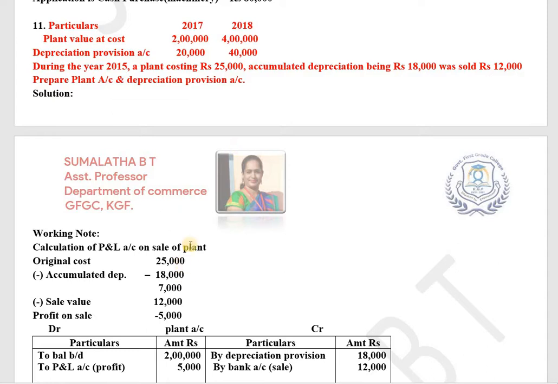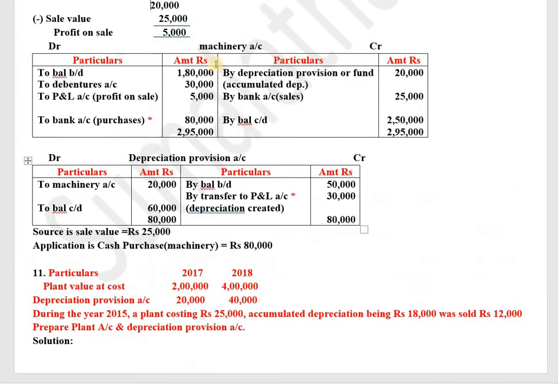In the same way, you have to go for preparing the plant account. When preparing the plant account, first, opening balance they have given is 2 lakhs, and closing balance 4 lakhs. Here there are no purchases given, so directly you take the sale value. They have given the depreciation value; make the entry: by depreciation provision 18,000. After that there is a sale: by bank account, in brackets sale, 12,000. After the sale we got a profit, so to P&L account, profit 5,000, you put.